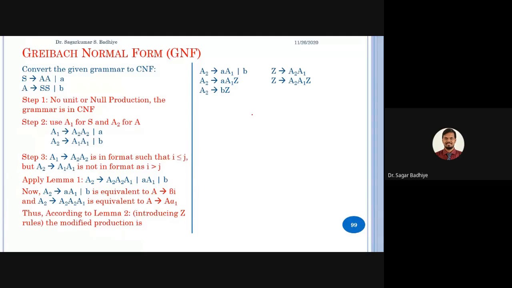As I said, GNF is also used for parsing; it is helpful for parsing. Parsing is used for checking the syntax. Suppose in C language you are writing something and the syntax is not correct. How does the compiler know that the syntax is not correct? For that there are certain CFGs written. Suppose you are writing an if statement: for the if statement there is a CFG and it would derive a string.